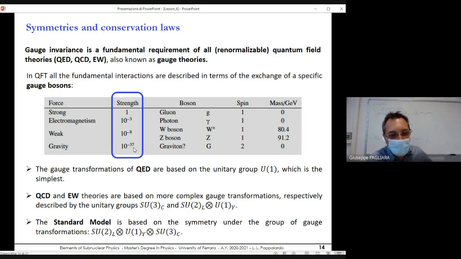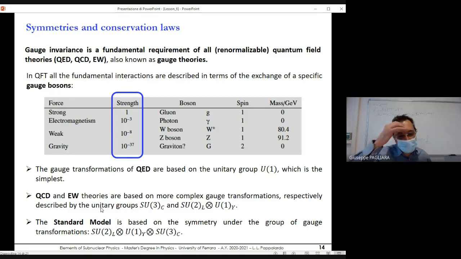Now, the gauge transformation of QED that we will study starting from today, in the next 20 minutes, is based on the unitary group U1, which is the simplest. QCD and electroweak theories are based on more complex gauge transformations, which are respectively described by the unitary groups SU3 color, where C stands for color, and SU2 left times U1 hypercharge. This will be studied at the proper time, of course.